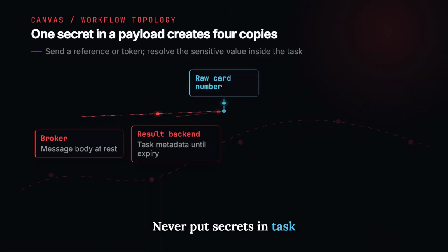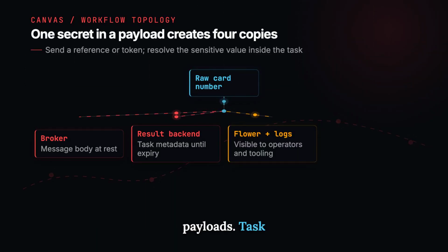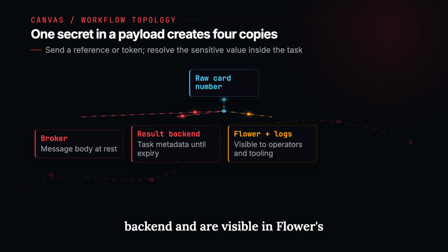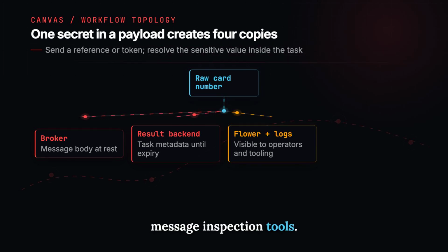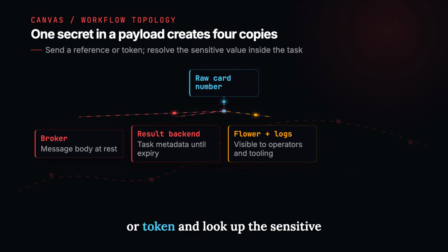Never put secrets in task payloads. Task arguments are stored by the result backend and are visible in Flower's task detail view and in broker-level message inspection tools. Passing an API key or credit card number as a task argument means it sits in plain text in Redis or RabbitMQ. Instead, pass a reference or token and look up the sensitive value inside the task from a system with its own access control, such as a payment vault or secrets manager.